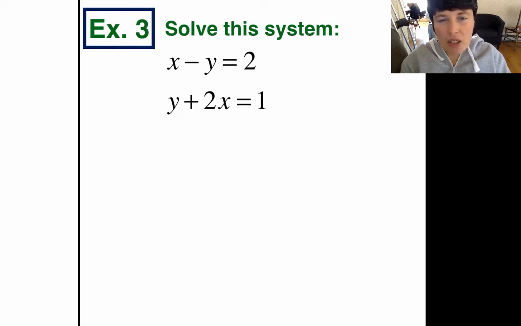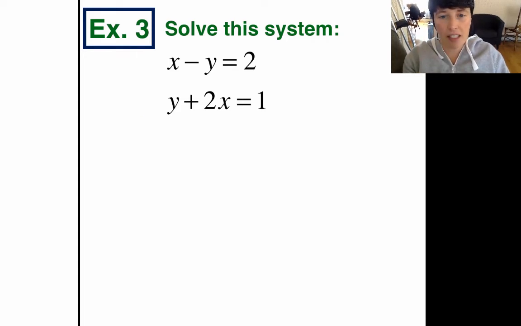I might challenge you to pause the video and look at this problem carefully. Do you see how this problem is different than the last two examples? Can you see it? What's different about this problem? I hope you're noticing that the x's and the y's do not line up. They're not under each other vertically.